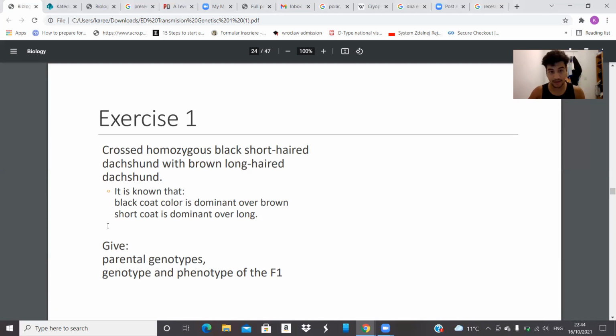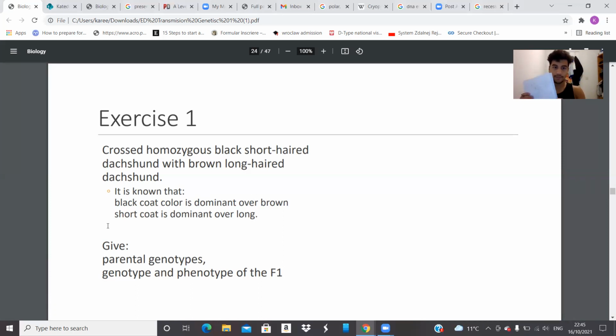And then for the second parent, now here's the thing. It says that it's brown and long haired. It doesn't say whether it's homozygous or heterozygous. So how do we know? We know by the fact that it says brown and long is recessive. If it's recessive, then it needs 2 of the same allele to be expressed. So we know that it's homozygous recessive at both.